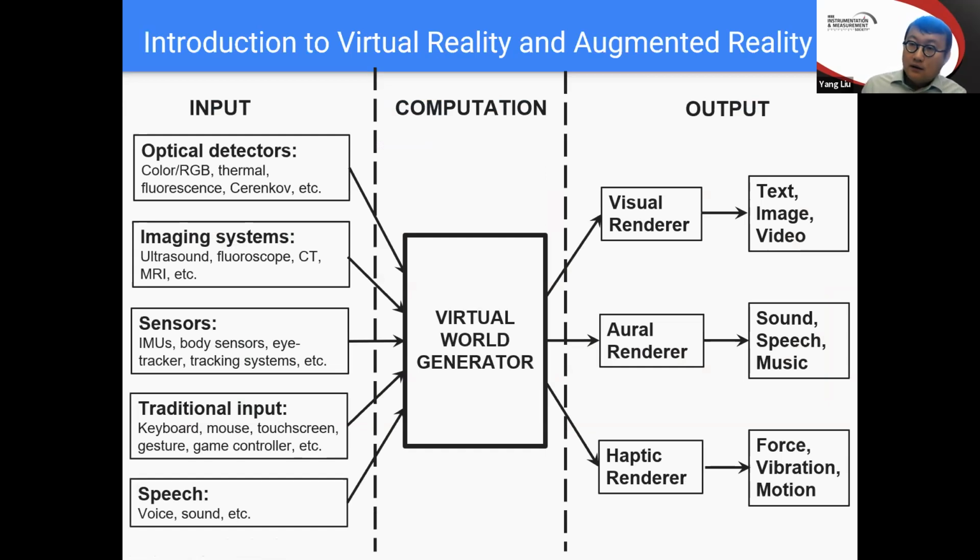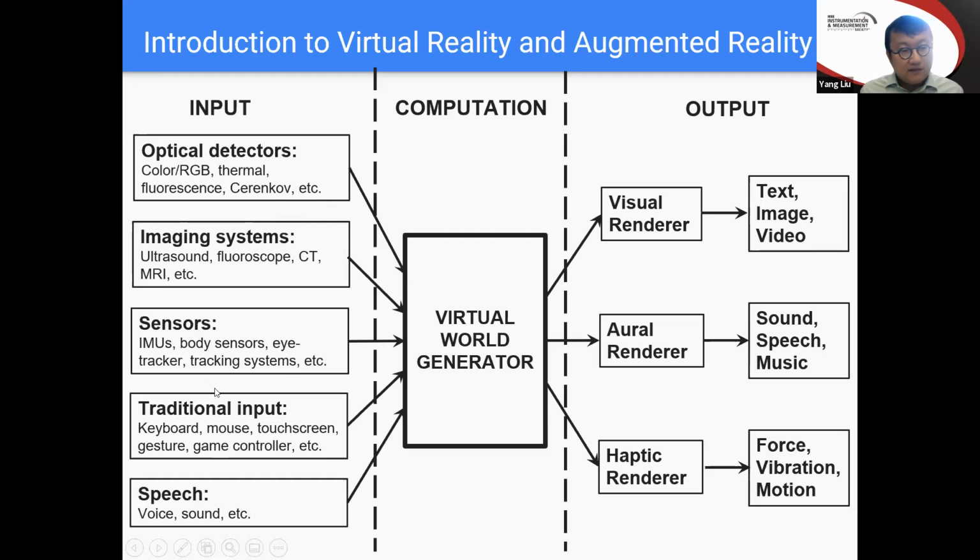If we come back to this day and age and look at how AR and VR are implemented, this is the high-level overview. On the left, you have the inputs, which can be put into different categories. It could be optical detectors, like your regular color camera. It could also be a fluorescent camera, thermal camera, or even a detector of Cherenkov radiation. You could also have imaging systems, such as ultrasound, fluoroscope, which is dynamic X-ray, CT, or MRI.